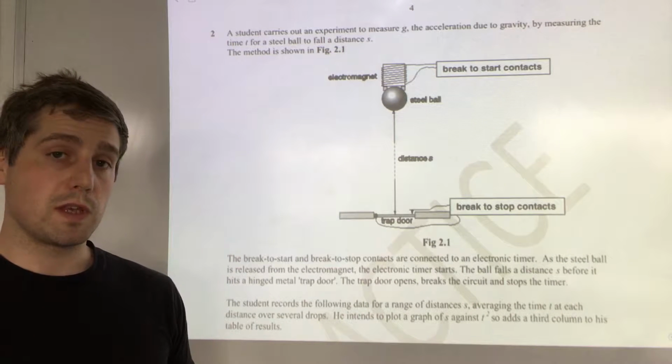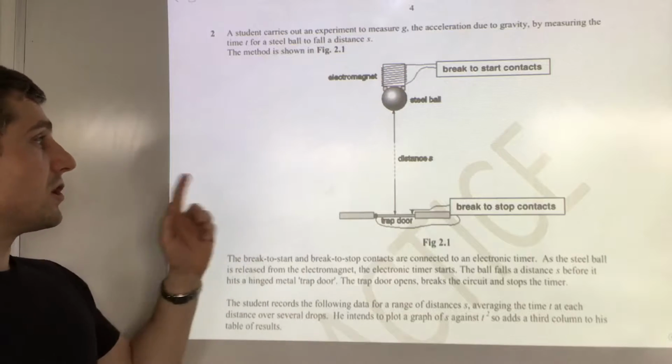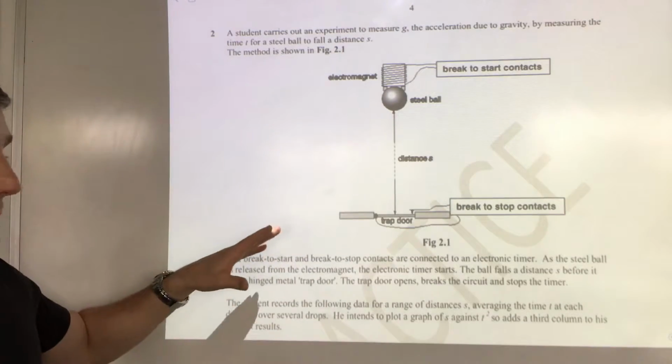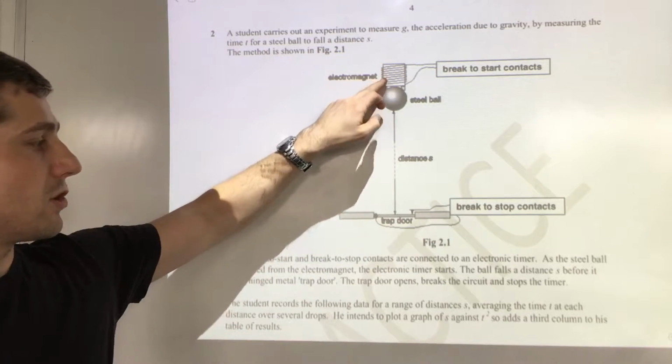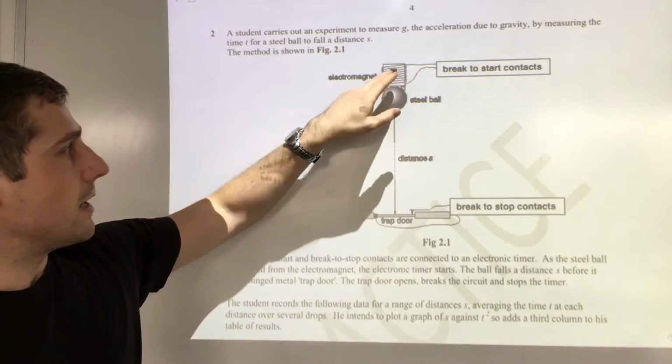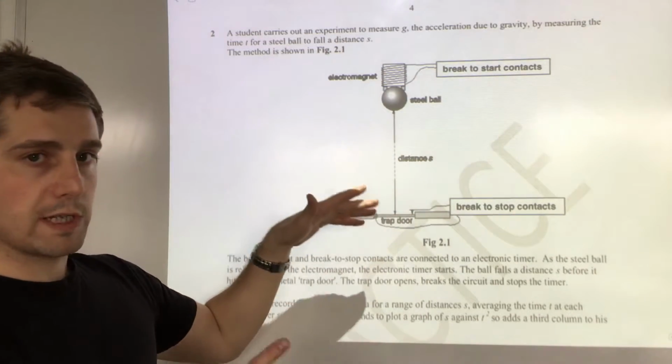This is question 2 for the OCR Depth in Physics practice paper. Question 2 is about an experiment to determine the acceleration of freefall using a steel ball, electromagnet, trapdoor here. The electromagnet and the trapdoor are connected to a circuit that will operate a timer.